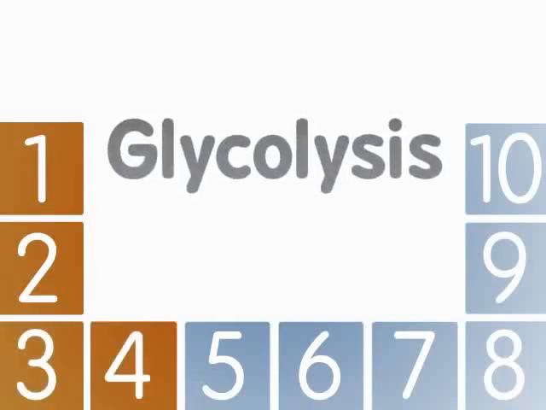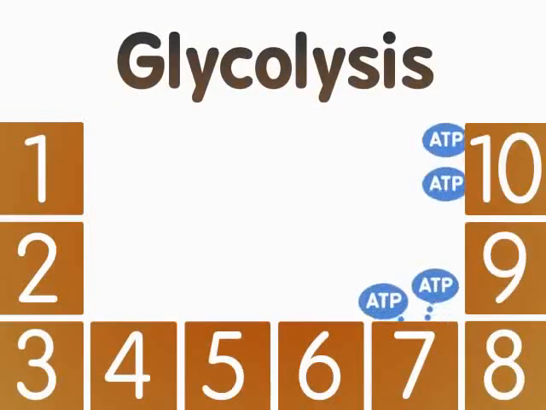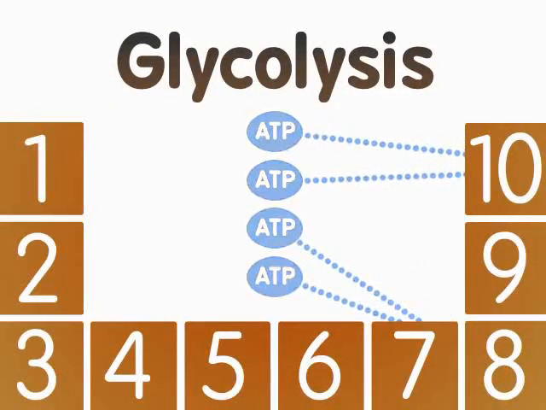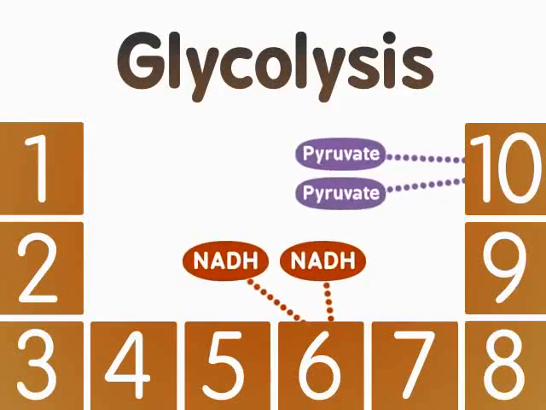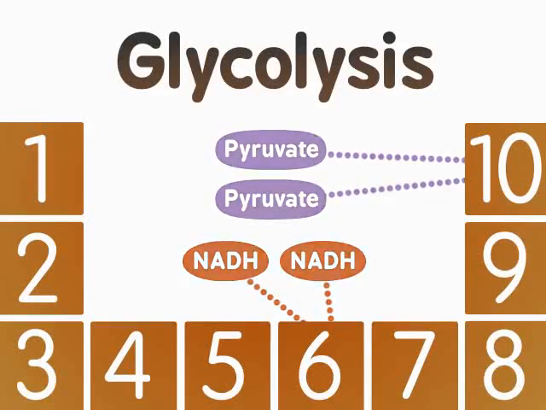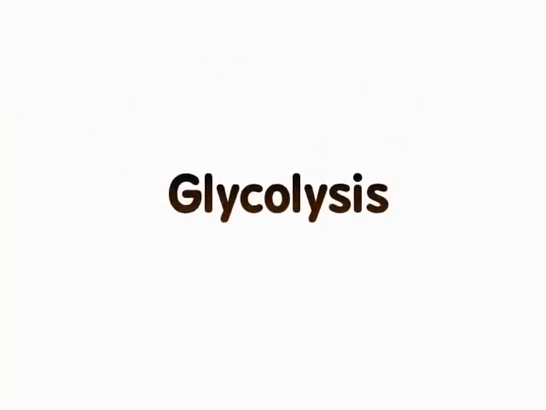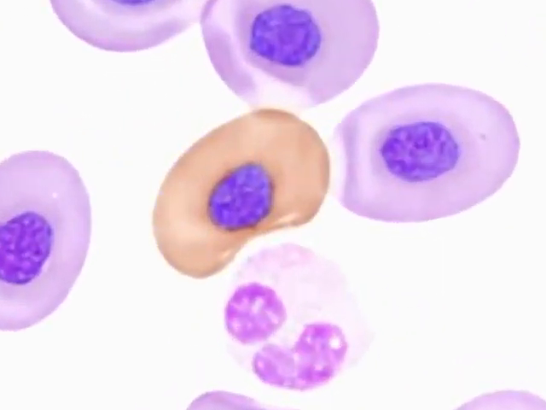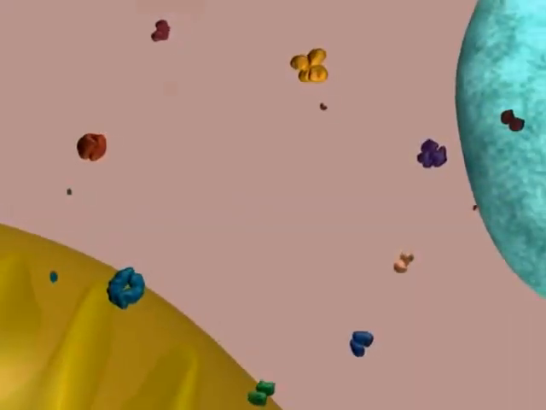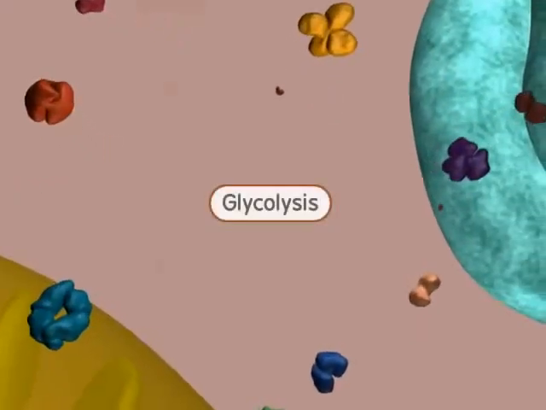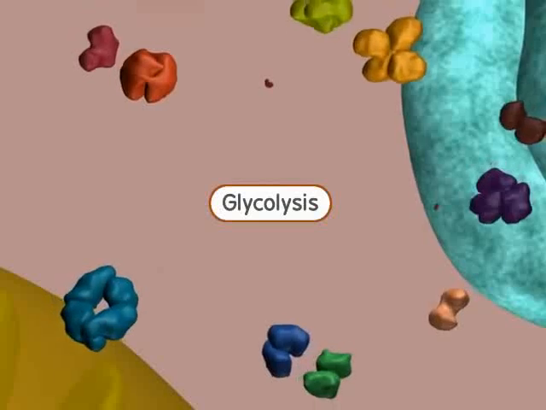Glycolysis is an important pathway for cells because it produces ATP and other products such as NADH and pyruvate that can be used later to produce more ATP for a cell. This key process takes place in the cytosol of the cell. Let's take a look at an overview of the key steps of glycolysis and focus on the input and output molecules.